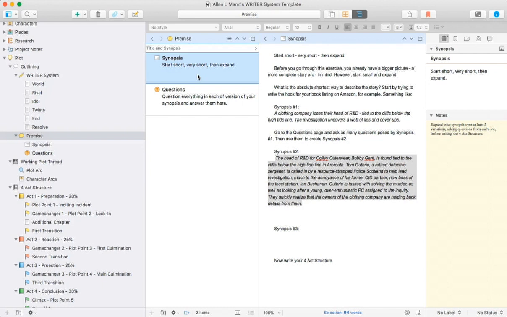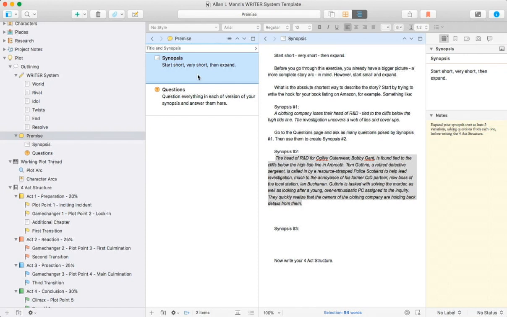We've gone through that writer checklist. You've got the world, the people, the plot twists, how you want it to end up. So you've got that big picture, and you probably started this exercise with the big picture in mind, what your story is going to be about in some way, shape, or form. So before you get into that more complex story arc and the character arcs, you've got to start small and expand. So what is the absolutely shortest way to describe the story? Start it out that way.